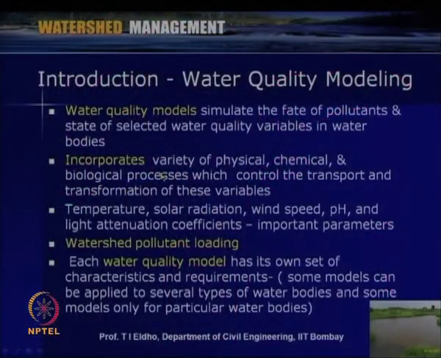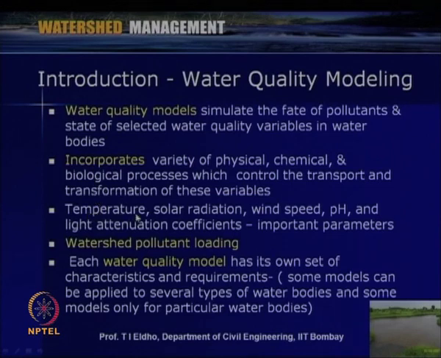Let us look into the various aspects of water quality modeling. Water quality models, as we already discussed, simulate the fate of pollutants and the state of selected water quality variables in water bodies. It can be total dissolved solids, COD or BOD. What type of parameters we choose, accordingly we can develop the water quality model. These models incorporate a variety of physical, chemical and biological processes which control the transport and transformation of these variables. In a watershed, in either surface water or groundwater, the contaminants or the plume will be moving from one location to another with the movement of the water. So, how this movement is taking place, or how we can control the transport and transformation, is what we are trying to do through water quality modeling.